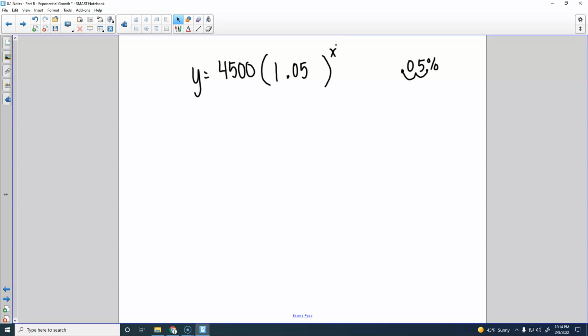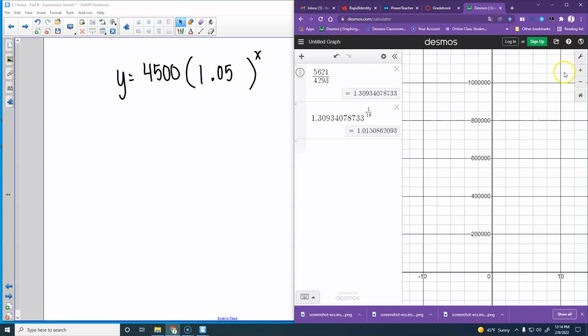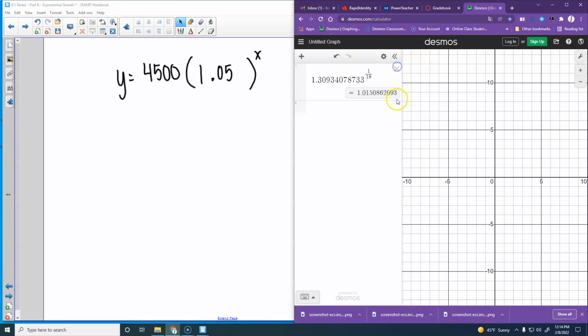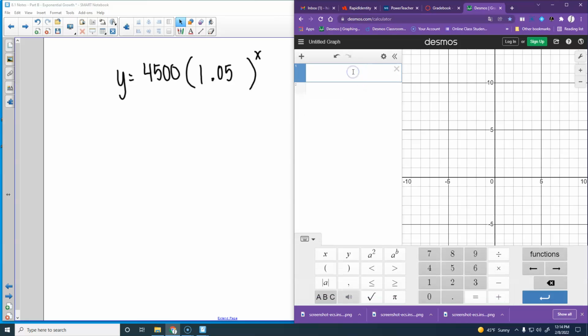On a how long question, you're going to go over to Desmos. I'm going to hit the house button, get rid of this stuff right here, and type in that equation. Y equals 4,500 times 1.05 to the x power. And I don't see anything at all right now. Why do I not see anything? My window is way too zoomed in.